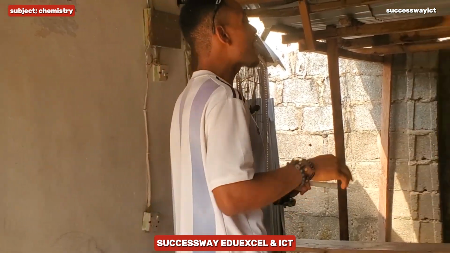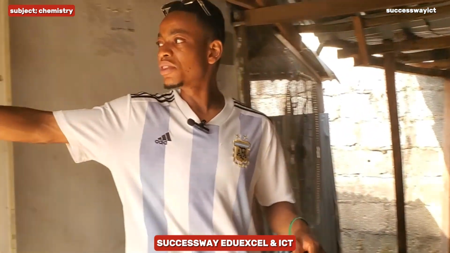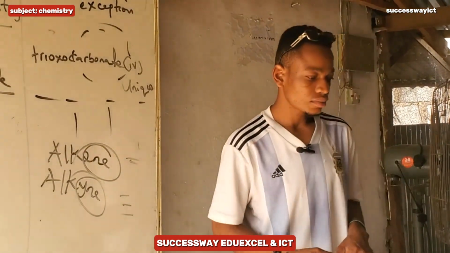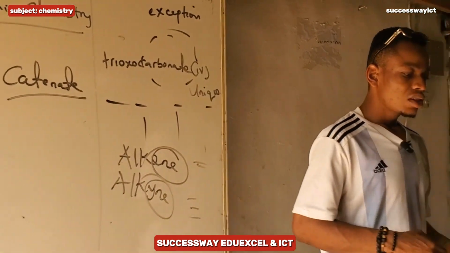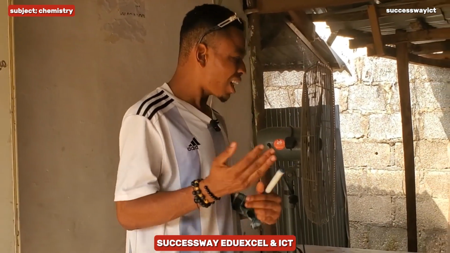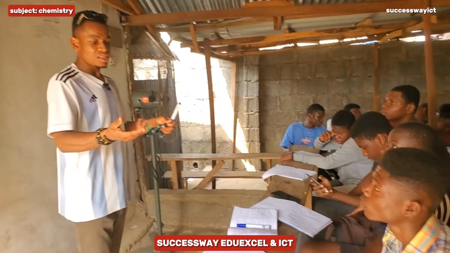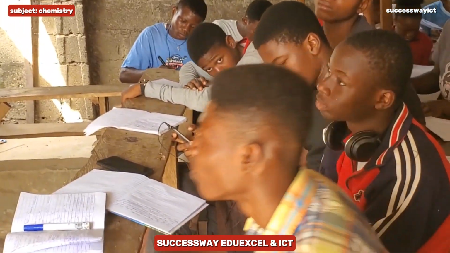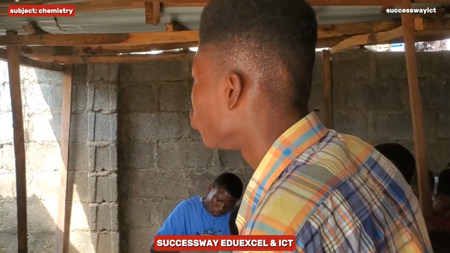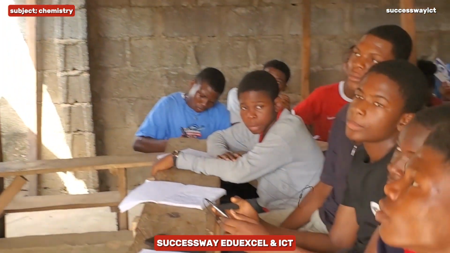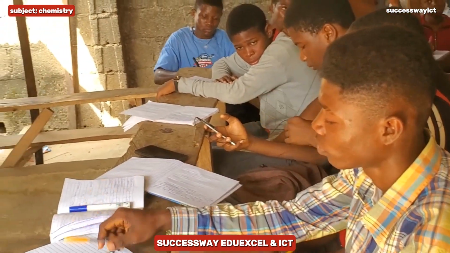The next question is, what is catenation? Subheading: catenation. Remove this E and put ION. What is catenation? When you hear the word catenation, what comes to your mind? A student answers: catenation is the ability of carbon to bond with itself to form either single, double, or triple bond with itself. That's very correct. Another person? Any idea?